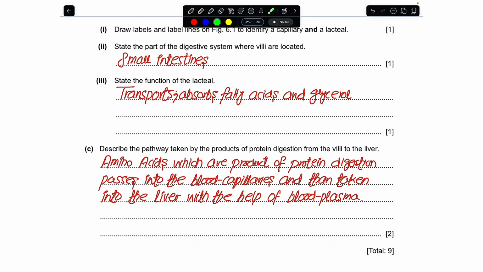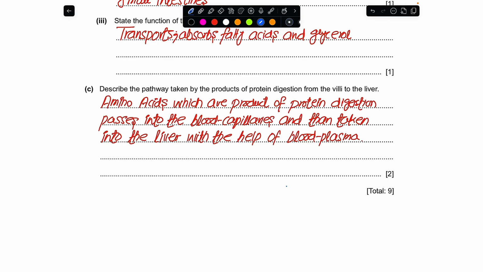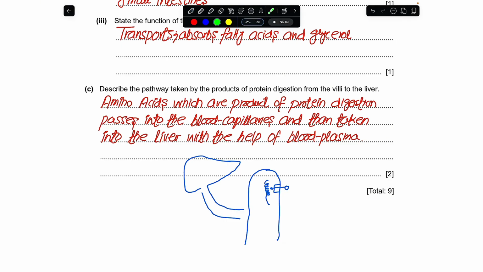For the last C part, they want you to describe the pathway taken by the product of protein digestion from the villi to the liver. Now, the product of protein digestion, we know, is the amino acid. This amino acid would initially pass through the epithelial cells and then go into the blood capillaries that we have in the villi. From the blood capillaries, it would go into the hepatic portal vein. And from the hepatic portal vein, we would take it to the liver in our body. So, this is the pathway taken by the product of protein digestion all the way from the villi and ultimately into the liver.